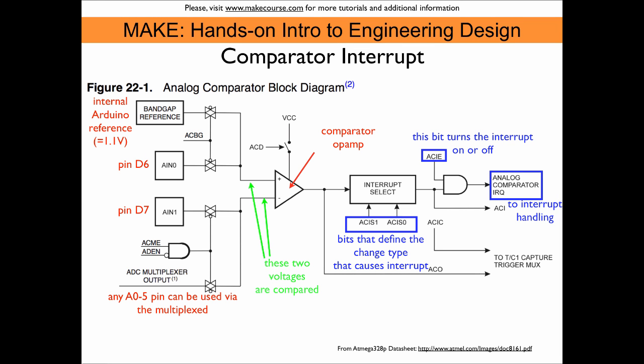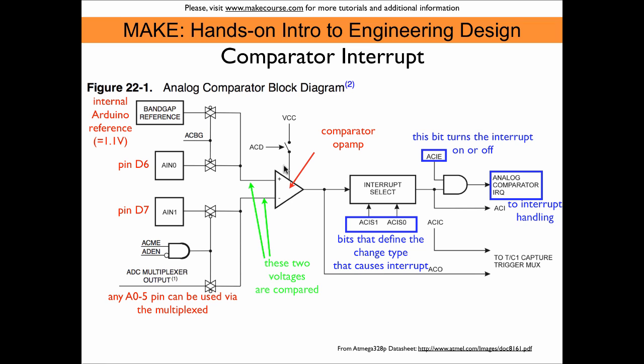Here we see the comparator interrupt circuit in more detail. This is from the Atmega 328P datasheet. You can get it from the Atmel website. It's from chapter 22. This chapter gives all the information about the registers and which bits in which register have what function. So all these references that we see here, ACBG, ACD, etc., those are references to bits in registers that control this analog comparator setup.